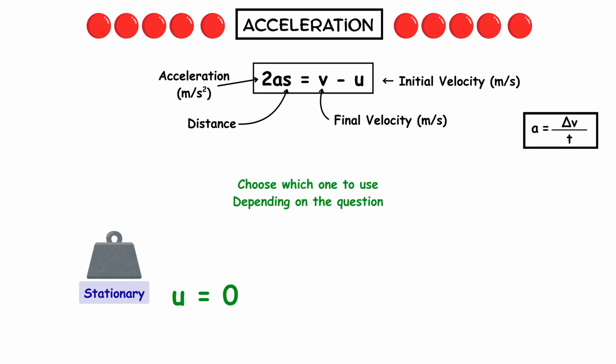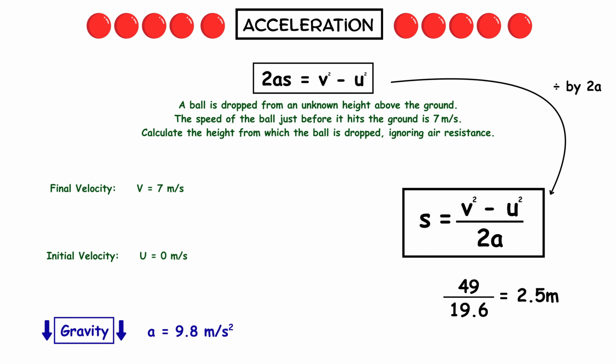In both scenarios, it is useful to keep in mind that if an object starts from rest or from a stationary position, then its initial velocity is 0 because it is not moving at the start. To explore this with an example, imagine a ball is dropped from a certain height above the ground, and we are told that just before it hits the ground, its speed is 7 meters per second. We are asked to calculate the height from which it was dropped, and we are instructed to ignore the effects of air resistance for simplicity.